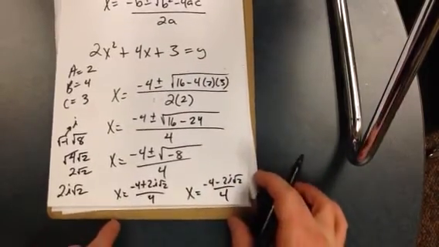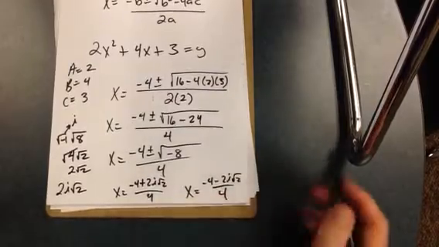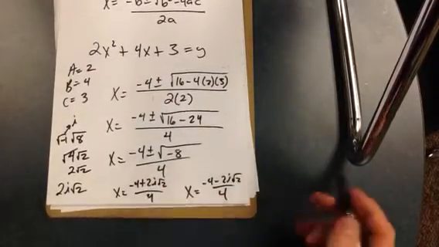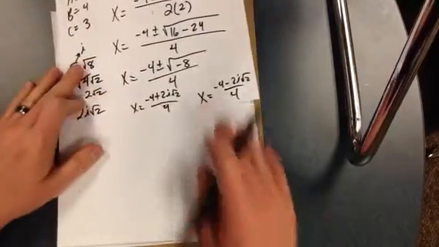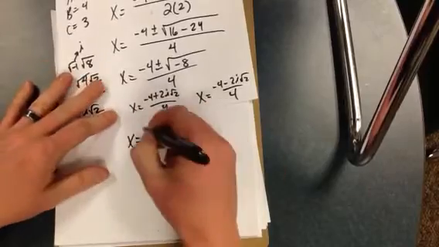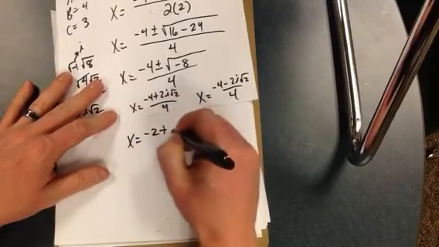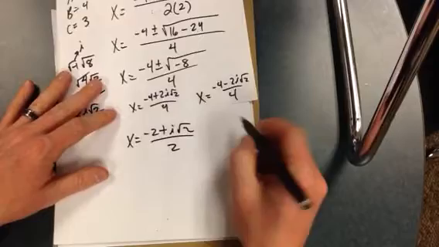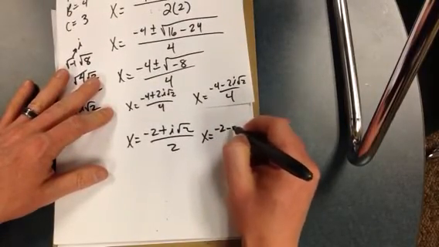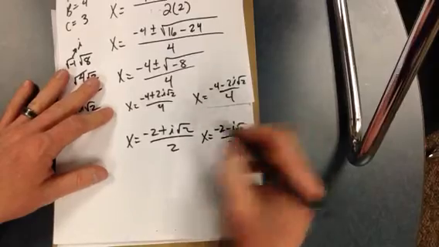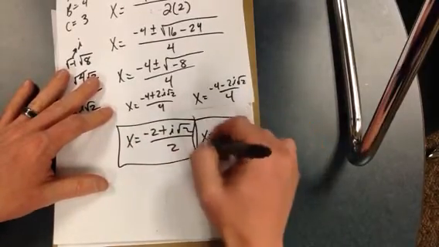Now, when you get here, some of you may go, hey, they're all even. You're right, they're all even. You can actually take a 2 out of all of them, in which case your final answer for this would be x equals negative 2 plus i root 2 over 2, and x equals negative 2 minus i root 2 over 2. So there's your answers.